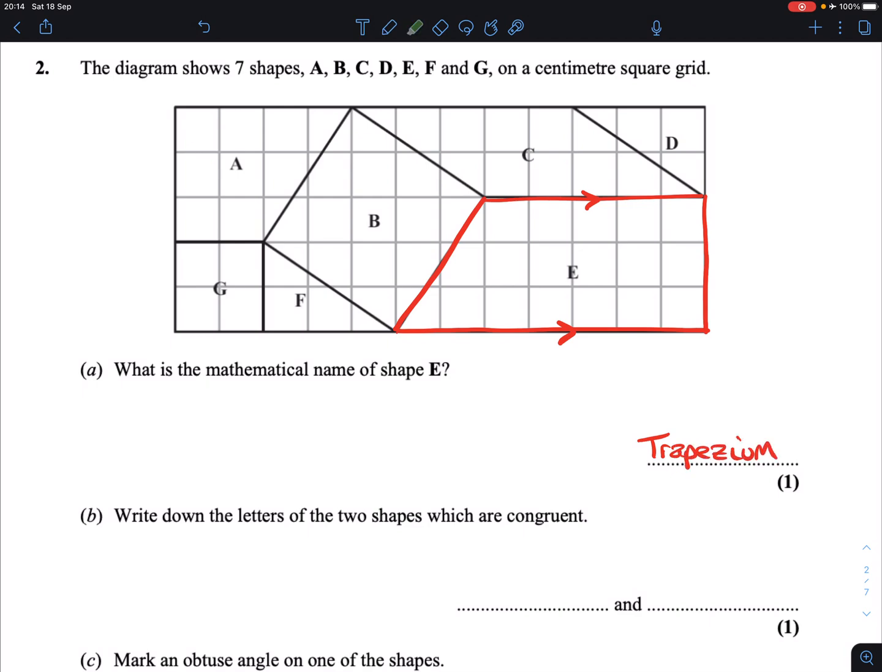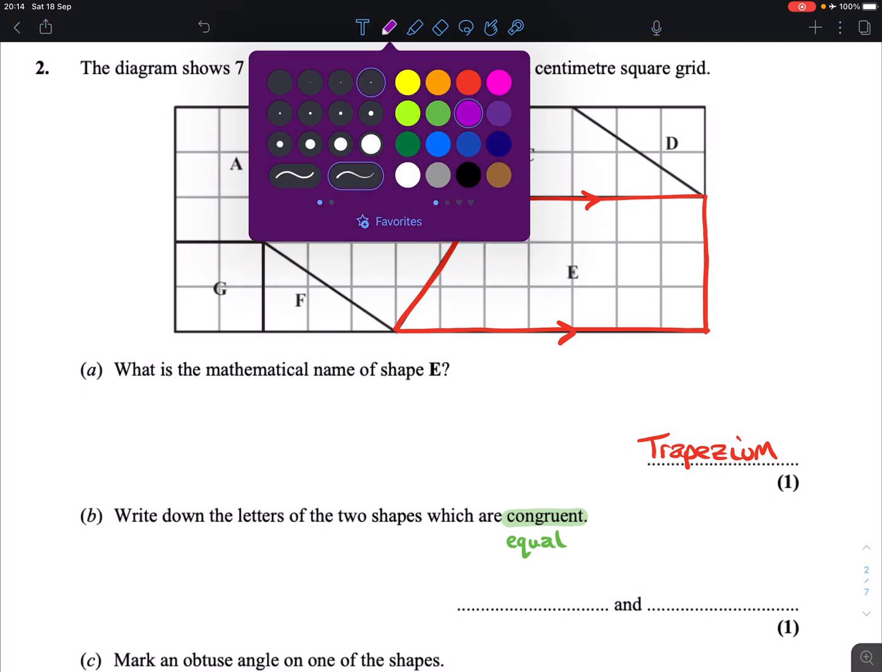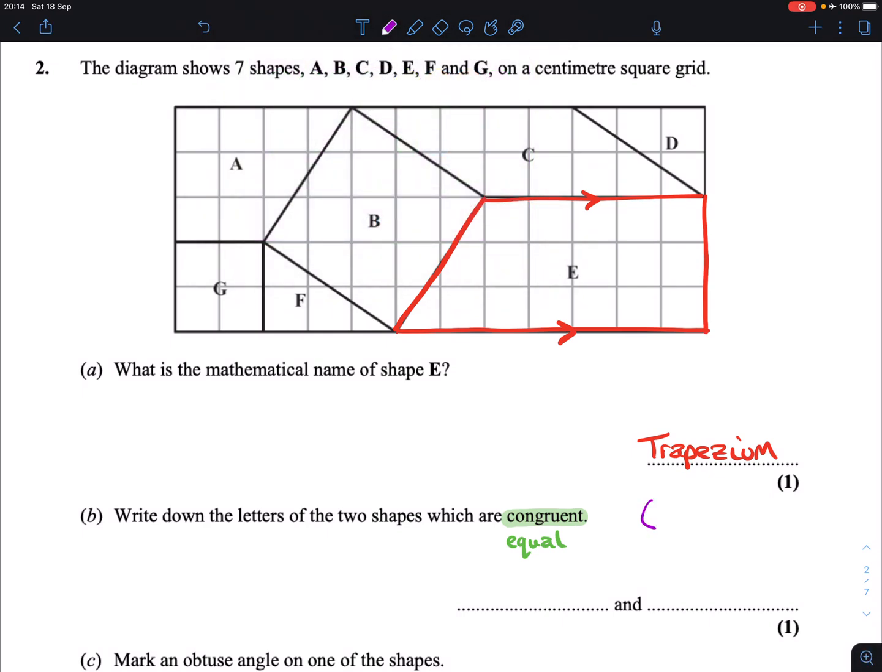Part B. Write down the letters of the 2 shapes which are congruent. Congruent is fancy chat for equal in terms of shapes. So we're looking for 2 shapes that are equal. Now, these shapes are equal, but they can be rotated, or they can look in a different position.